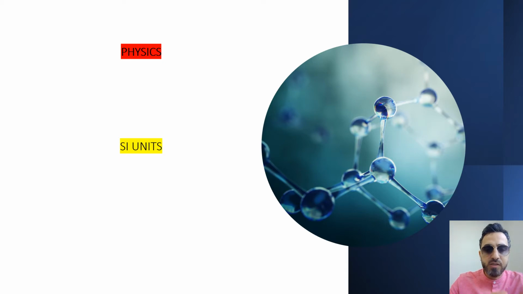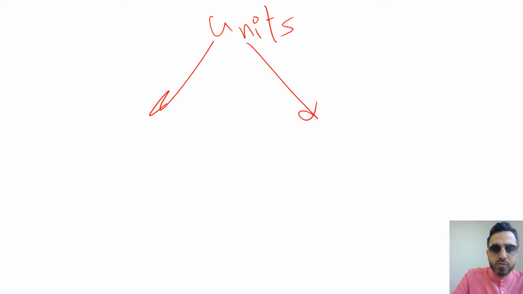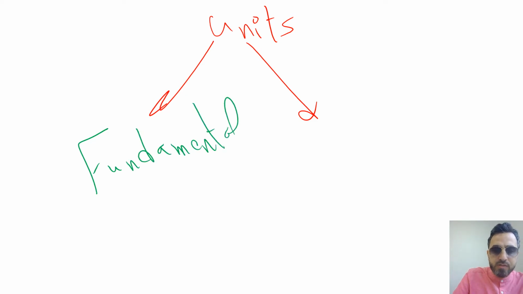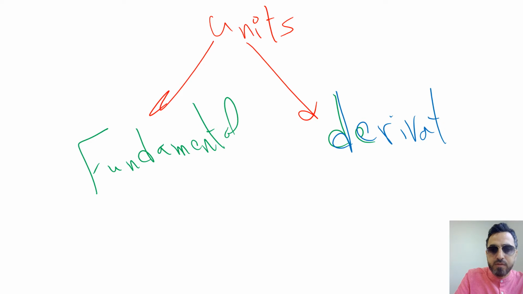SI means International System of Units, or in French, Système International des Unités. Next, we'll start in the first slide to write about the units, divided into two main categories. The first one, fundamental, and the second one, derivative. Perfect. We'll start in the next slide about fundamental units.